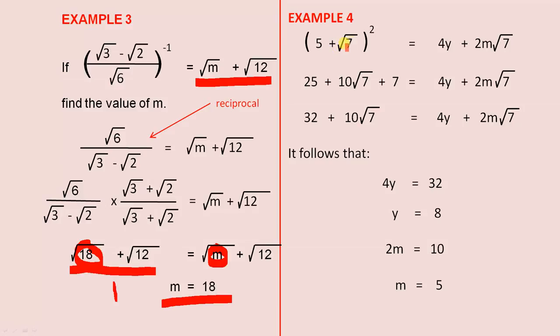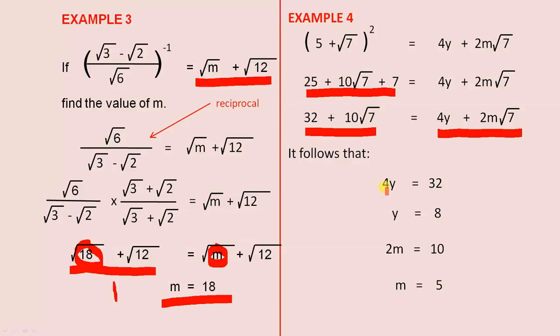5 plus the square root of 7 all squared equals 4y plus 2m the square root of 7. If we square the left-hand side, the first squared plus twice their product plus the second squared equals the right-hand side. If we simplify that part, we get that part there equals the right-hand side. So 4y equals 32.